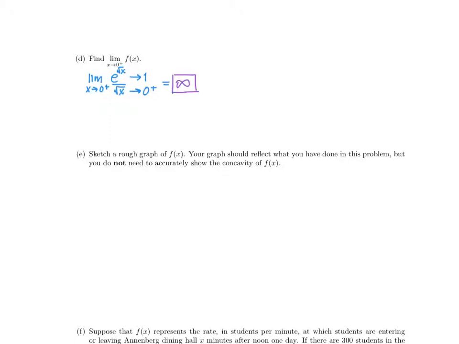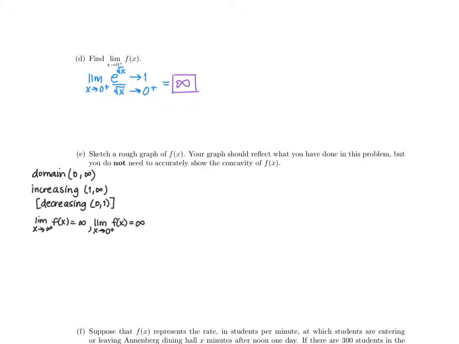Our final step is to sketch a rough graph of the function. We want to take a moment and write down every single characteristic of this function. First, its domain. Then, where is it increasing? Then, what is its limit behavior in either direction? We might take a moment and pause and think about this and whether it has any intercepts.